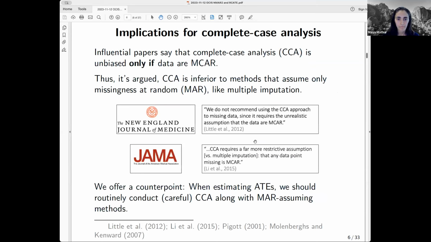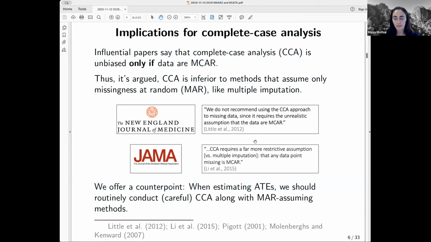All right, so just as a little teaser, this is going to have some interesting implications for the missing data scenario of doing a complete case analysis. In particular, there are a number of influential papers relatively recently which say that complete case analysis is unbiased only if the data are missing completely at random. Now, missing completely at random is a very stringent assumption, right?